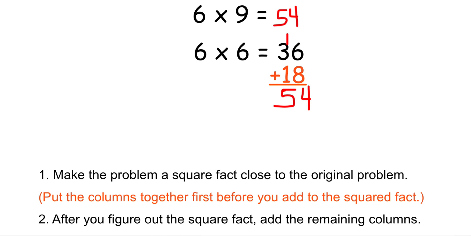So if you recall, the rules essentially here are: make the problem a square fact close to the original problem, and then put those extra columns together first before you add to the square fact. And then when you add the extra columns to the square fact, you're going to get your original problem's answer. I hope this helps. I hope this makes sense. If it doesn't, you are welcome to go look at it again. Good luck in your work on math facts, and keep looking for those strategies that work for you.